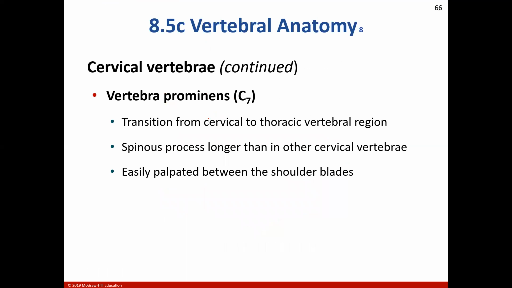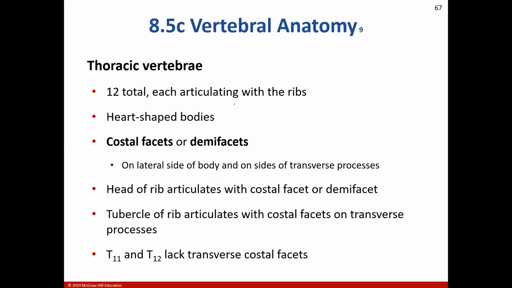C7 is called the most prominent vertebrae in the cervical spine. You could probably feel it if you reach back and feel the spinous process that sticks out the most. It's going to be C7, and they call that the vertebral prominence. It's a good bony landmark when palpating where the vertebrae are.